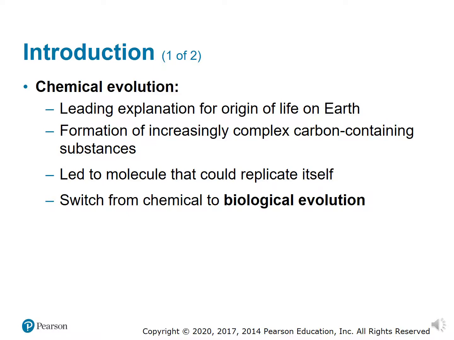Chemical evolution. What does it mean? When we talk about chemical evolution, what are we talking about? It simply means going from small molecules to the formation of increasingly complex molecules. And this is the explanation of the origin of life on Earth. In other words, there had to be a chemical evolution before there was a biological evolution. So the tipping point is to find a molecule that could replicate itself.